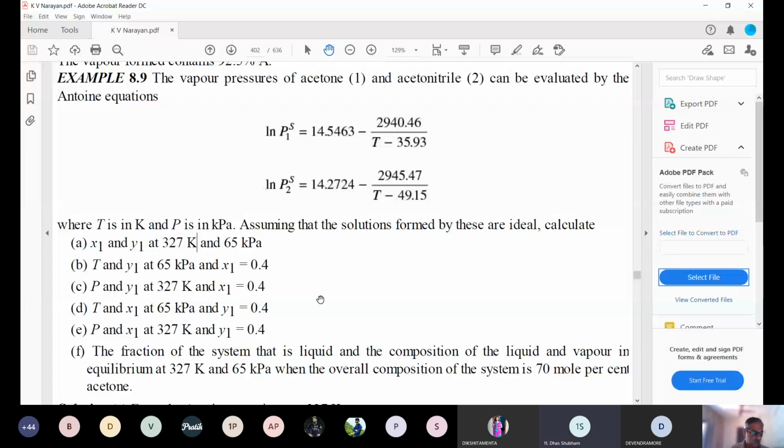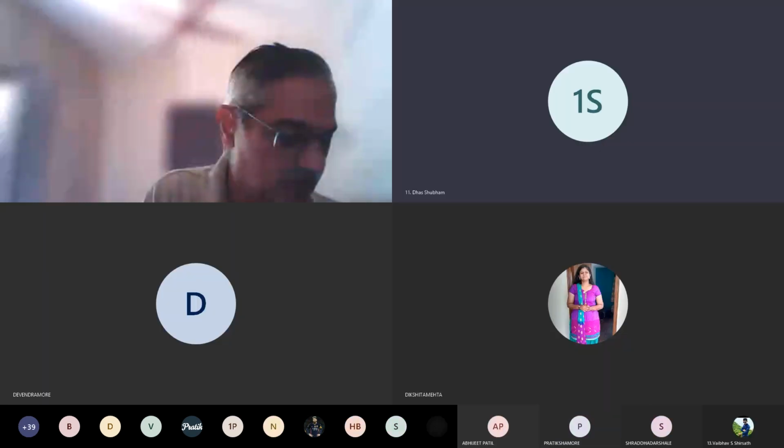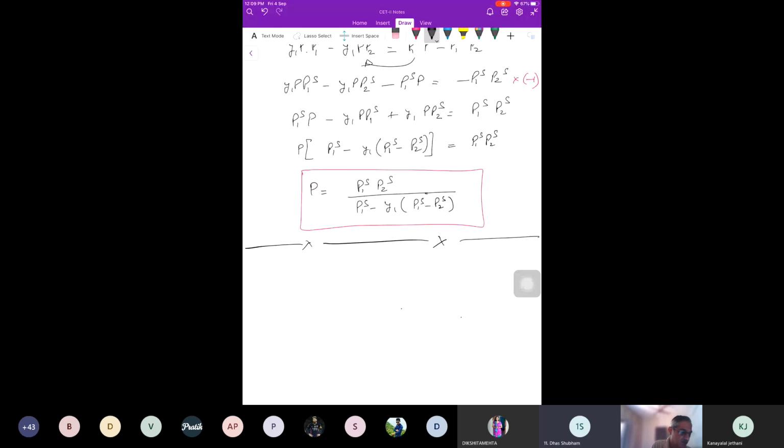Okay, so let me show you how to do that. It's very simple. From the total pressure formula, we convert X1 into the Y formula, the total pressure formula in terms of Y. Right. Correct. And then we know that in the formula, X1 P is equal to what? Can you see this? What is P equal to?